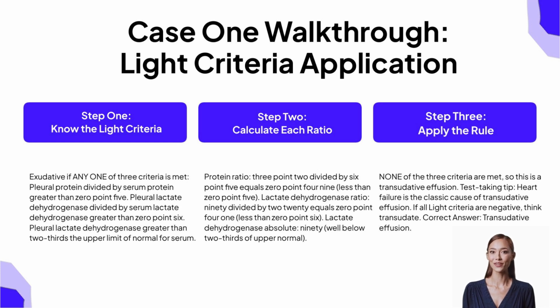Step 2. Calculate each ratio. The protein ratio is 3.2 divided by 6.5, which equals 0.49, just under the 0.5 cutoff. The LDH ratio is 90 divided by 220, which equals 0.41, well under 0.6. The absolute LDH of 90 is also well below the threshold. Step 3. Apply the rule. Since none of the criteria are met, this is a transudative effusion. The test-taking tip here is that heart failure is the classic cause of transudative effusion. When all Light criteria are negative, think transudate.